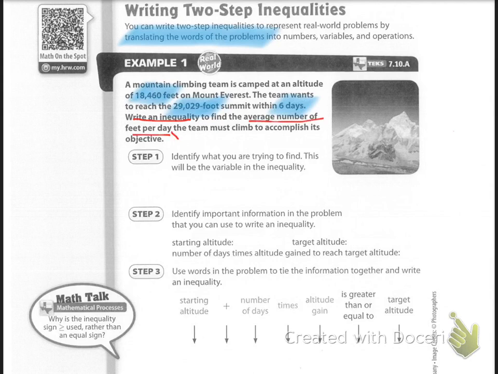So that's our x, the average number of feet that the team has climbed in order to accomplish its objective. So we're going to do x equals the number of feet per day. Remember, your variable is the unknown, and your question asks for the unknown.